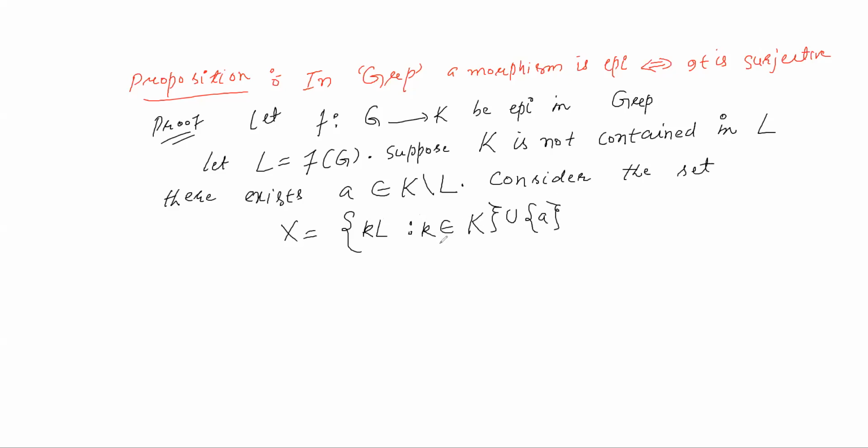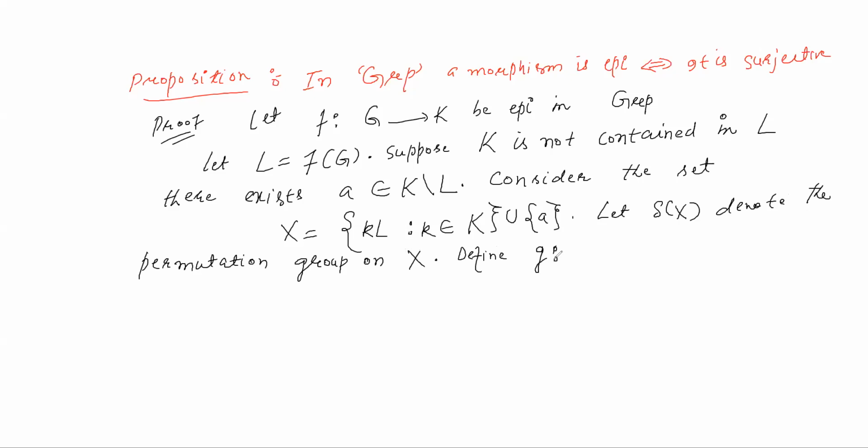Okay, so this is a set, and let S_X denote the group of permutations on X, the permutation group on X. Now define a permutation g from X to X as follows.